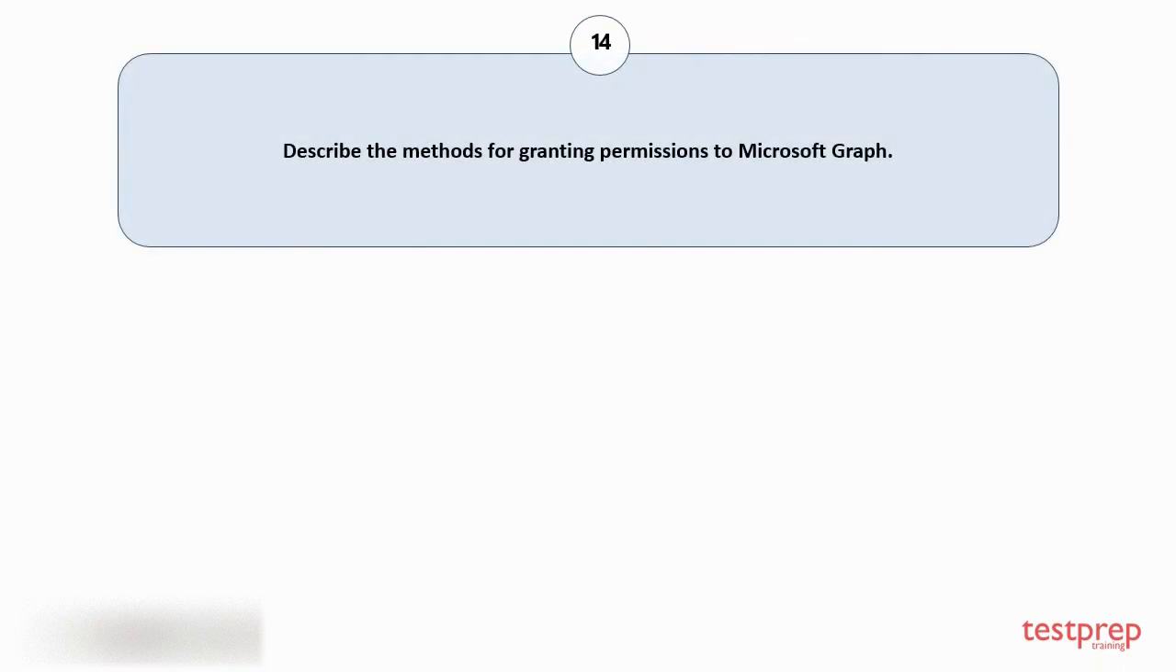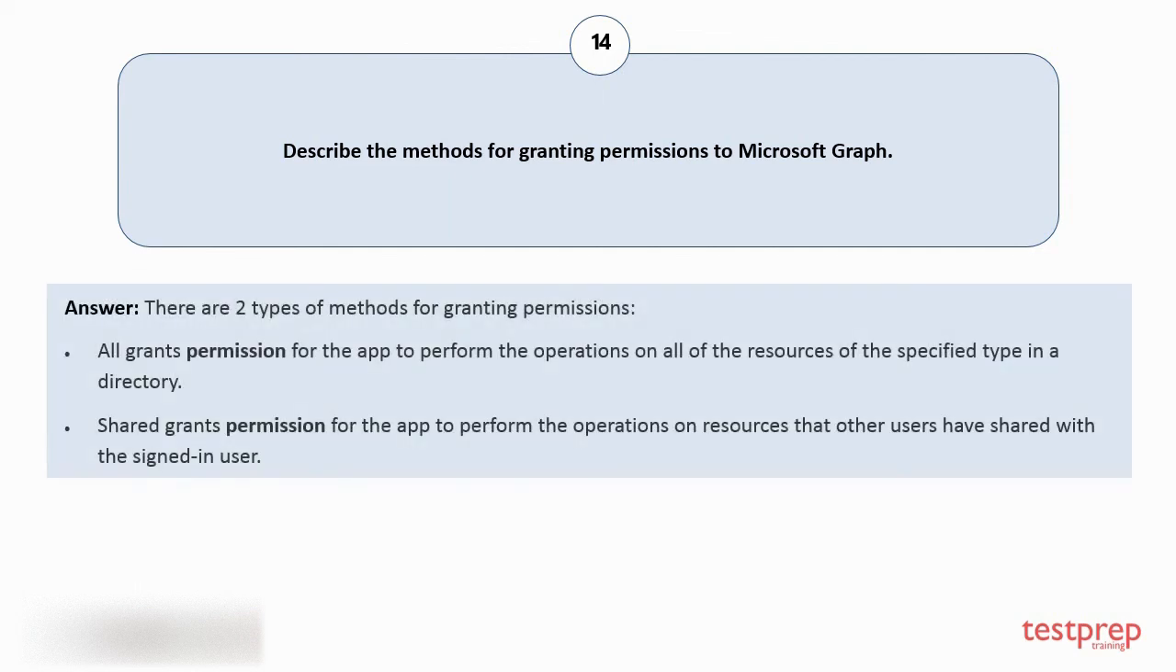Question number 14, describe the methods for granting permissions to Microsoft Graph. Your answer is: there are 2 types of methods for granting permissions. 1. All grants permission for the app to perform the operations on all of the resources of the specified type in a directory. 2. Shared grants permission for the app to perform the operations on resources that other users have shared with the signed-in user.